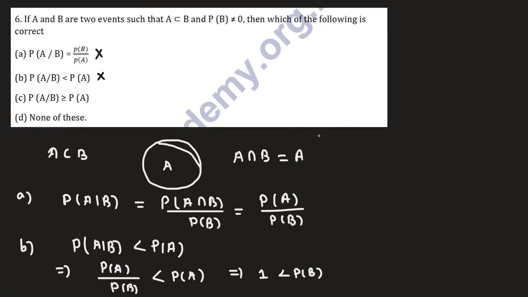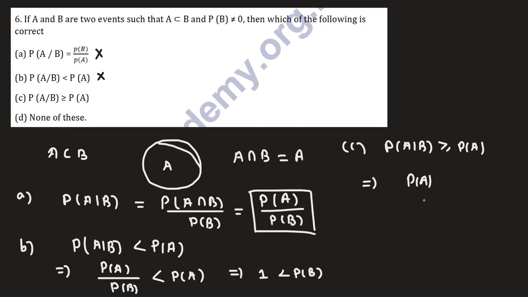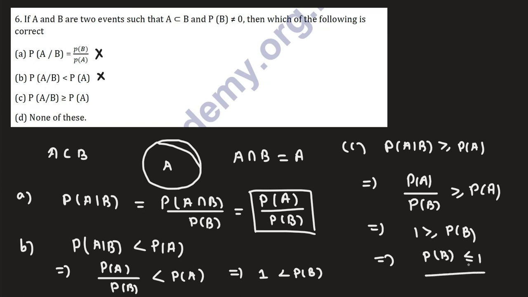Now coming to the next one, option C. We are checking probability of A given B greater than or equal to probability of A. So probability of A given B we can write as probability of A by probability of B, which is greater than or equal to probability of A. By cancelling probability of A from both sides, we have 1 greater than or equal to probability of B, and we know that an event has maximum probability 1, or it is less than 1. 0 to 1 is the range of probability. So we notice that this is also correct.